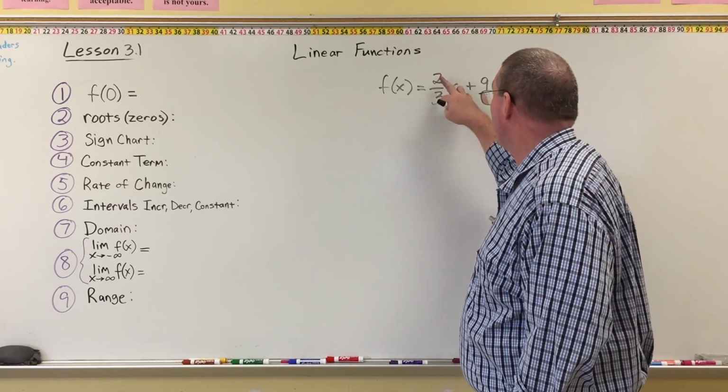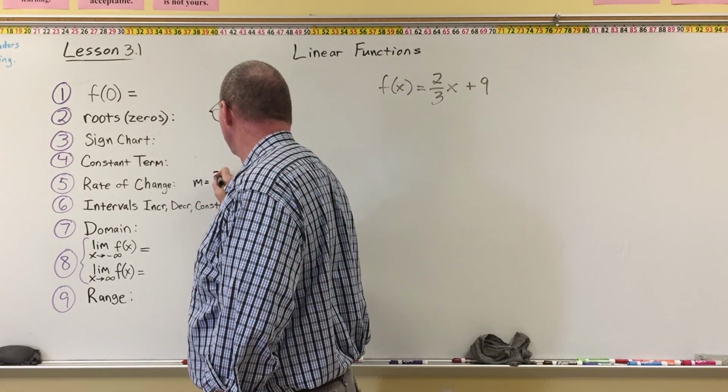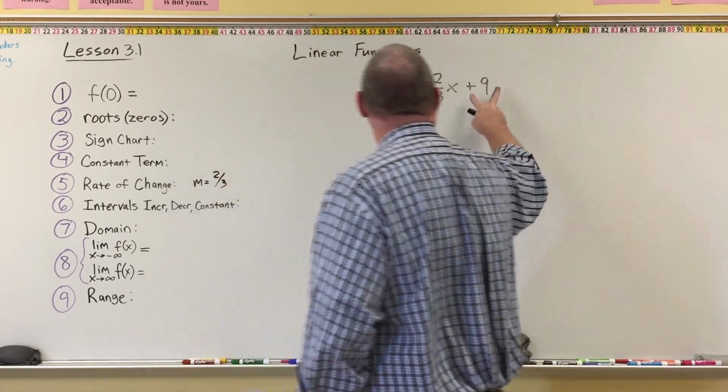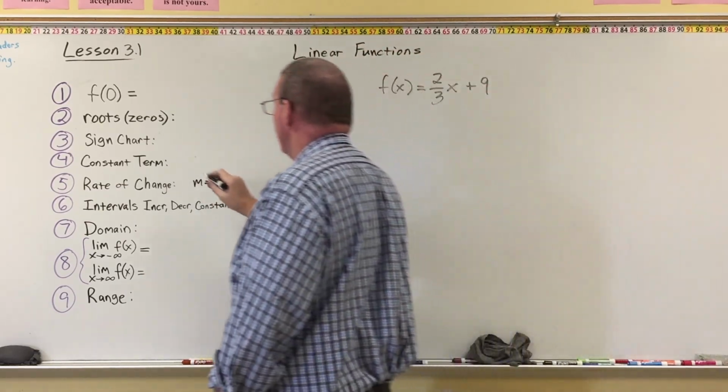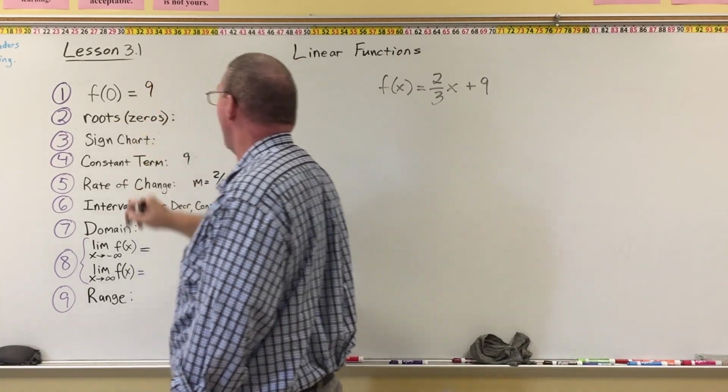Okay, well, the rate of change is 2/3. So here, rate of change, we're going to say m is equal to 2/3. The constant is positive 9. So the constant term is 9, and that means that f of 0 is also equal to 9.